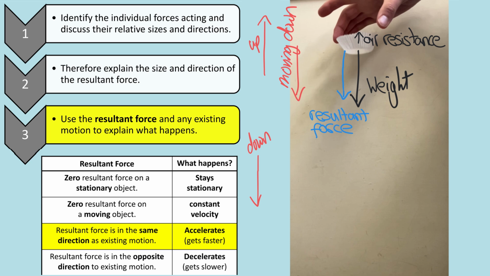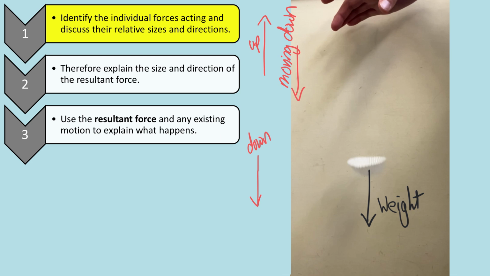So let's now consider what happens after it's been falling for a little while. We still have the weight acting down, which will be exactly the same size as before, but now because it's going much faster, the air resistance has increased, and the air resistance is the same size as the weight, but in the opposite direction. That means that the resultant force is 0 newtons, or there is no resultant force.